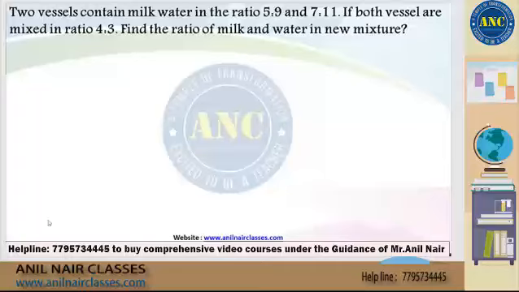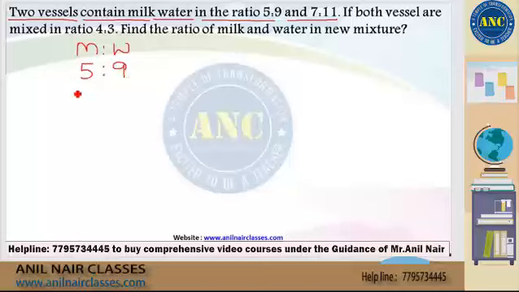Please see this question. Your question is, two vessels contain milk and water in the ratio 5:9 and 7:11. That means there are two vessels, and milk and water is given in the ratio of 5:9 in the first, and the second one is given as 7:11. So 5 plus 9 is 14, 7 plus 11 is 18. This is what we can understand from the first statement.